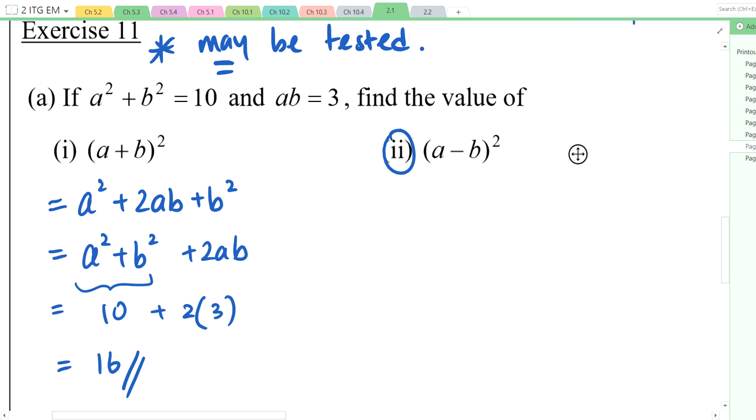Okay, this one you try yourself. How long do you think you need? 1 minute. Okay. So we'll stop at 10:40.